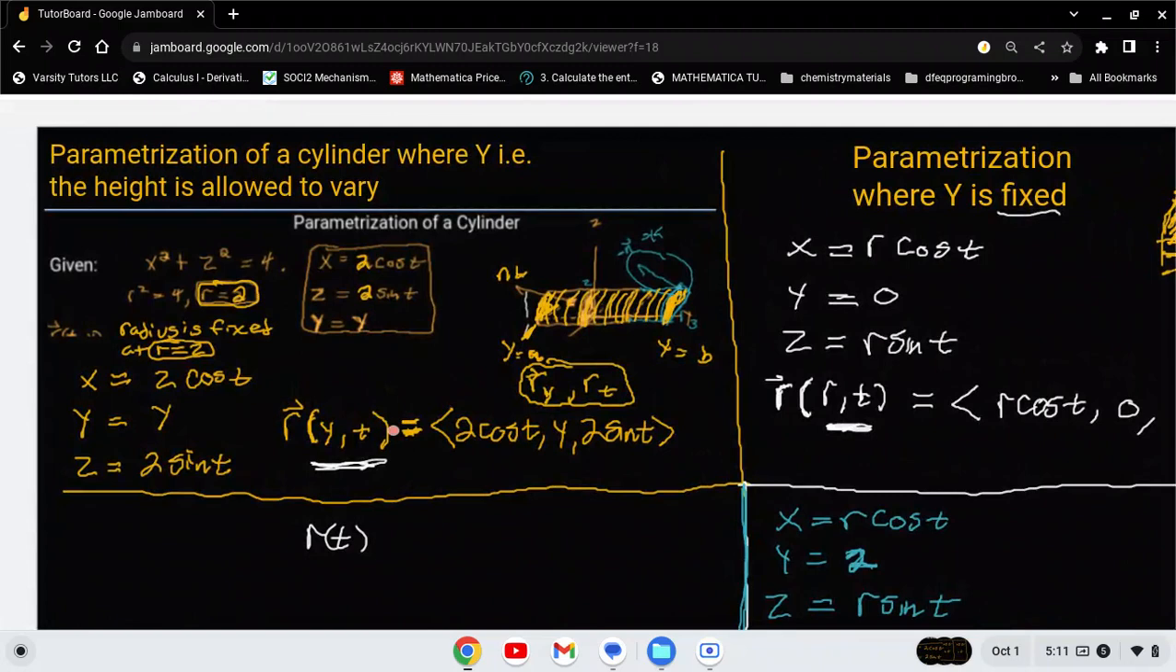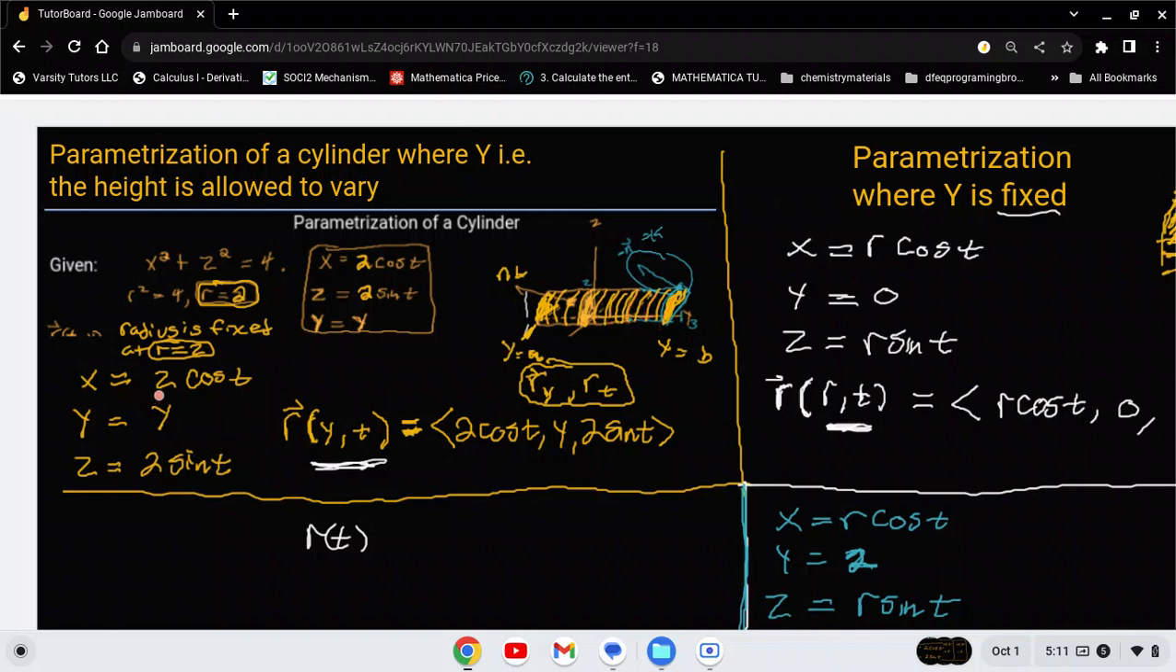So, having said that, if I'm parameterizing the lateral surface of the cylinder, then what I'm going to hold constant here, and this is the most important thing, is my radius. My radius is going to be held constant. The radius is fixed in this example for this circle at r squared equals 4, or x squared plus z squared equals 4. Our radius is 2, and it is in fact fixed because I'm focused on the lateral. I'm not focused on anything else. I'm not focused on a slice.